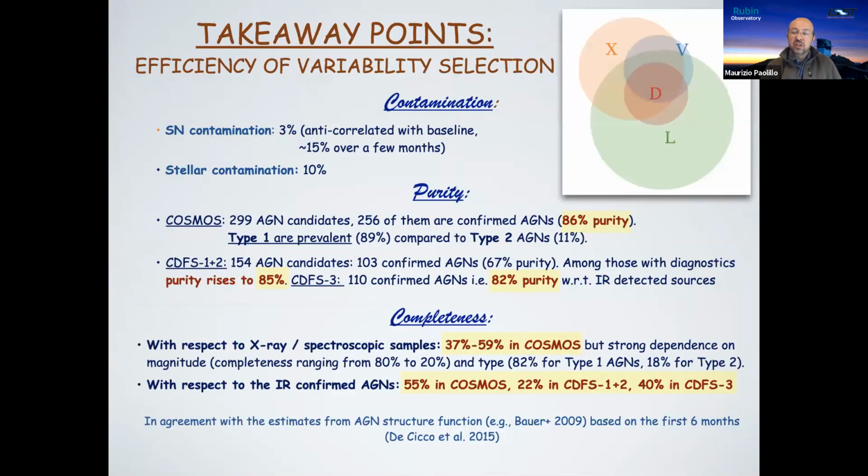So the main result of this work that has been done in the last few years is that in terms of contamination, you will get a 3% contamination by supernovae and a 10% contamination by stars in these fields, which are extragalactic fields, of course, without doing any special analysis.